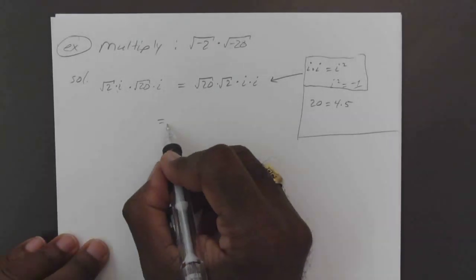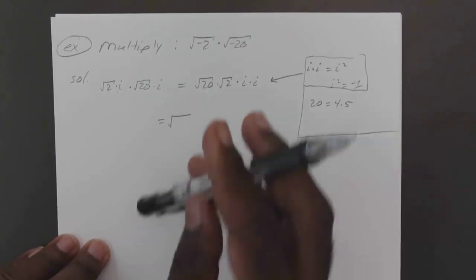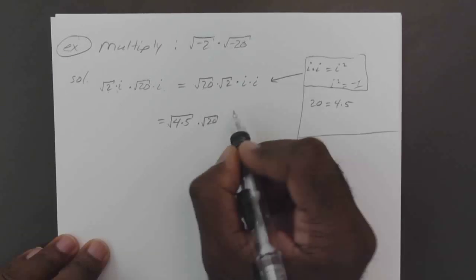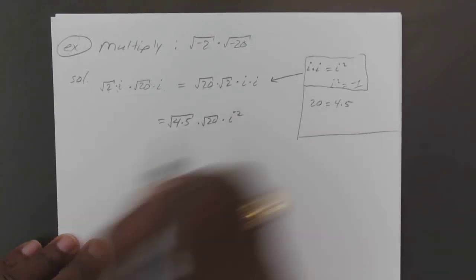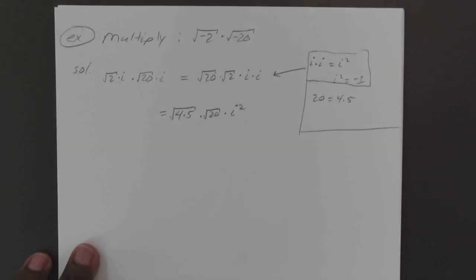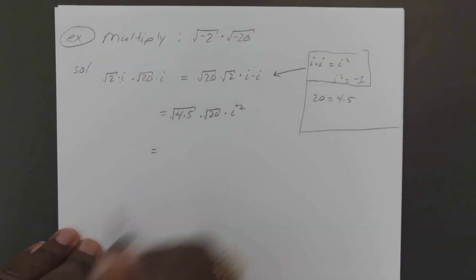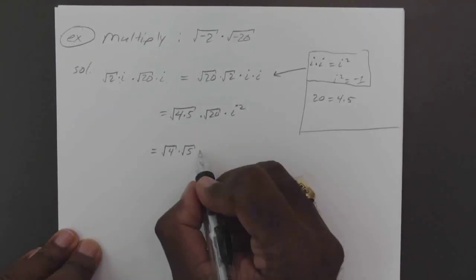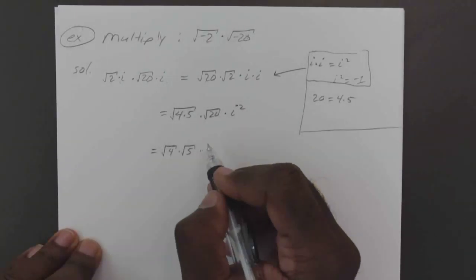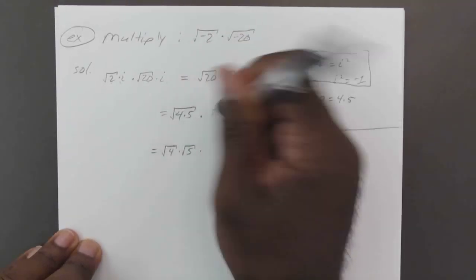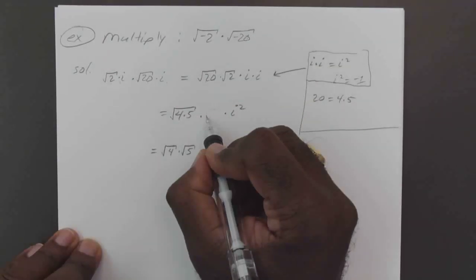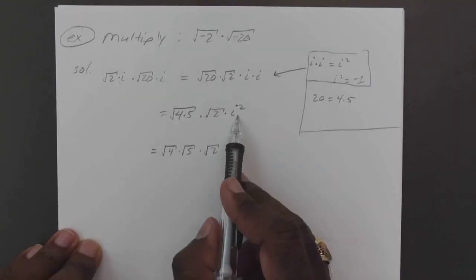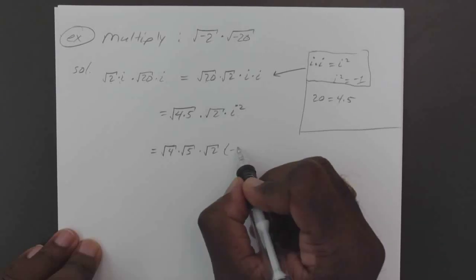Okay, so this one, we can make that square root of 4 times 5 times square root of 20 times i squared. So we can go ahead and separate those two. So you have square root of 4 times square root of 5 times square root of 2. Should have made that square root of 2. There we go. And we know that i squared is -1, so that's just times -1.